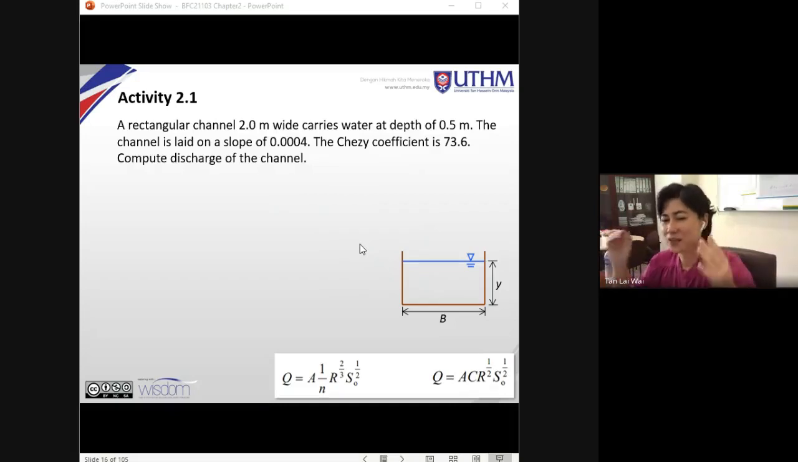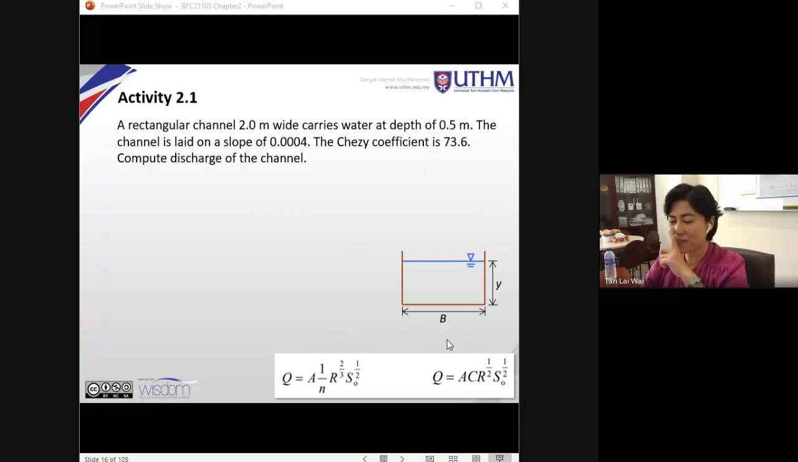Now, you see the formula. When it says Chiesi coefficient is given, you already know the formula that you are going to use is the Chiesi. For example, we just learned about two uniform flow equations, which are the Manning and also the Chiesi. Since the question gives you the Chiesi coefficient, you can use this formula.